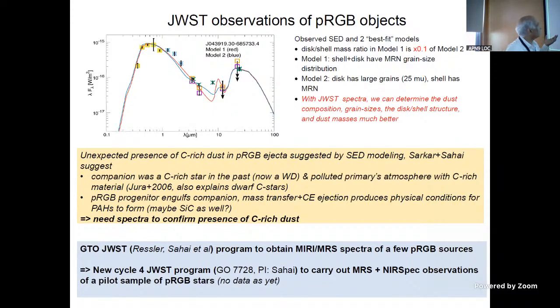The other possibility is that during the mass transfer and the common envelope ejection, there are physical conditions which can produce PAHs and maybe SiC as well. SiC has not been discussed in the paper by Jura, but PAHs have been discussed. Anyway, I'm just throwing it in. You have to dissociate CO to get carbon, and then you can make carbon-rich dust. Just a comment: remember that the interstellar medium is oxygen rich, and there are plenty of PAHs with no silicon carbide. Yeah, that's true, but there's a solution for the PAHs.